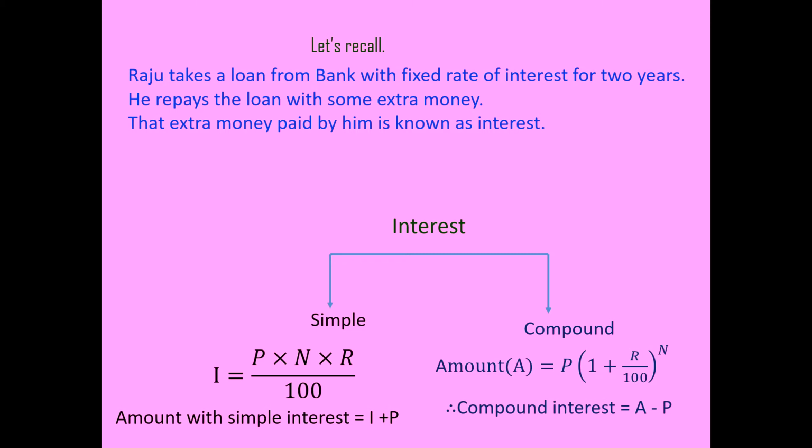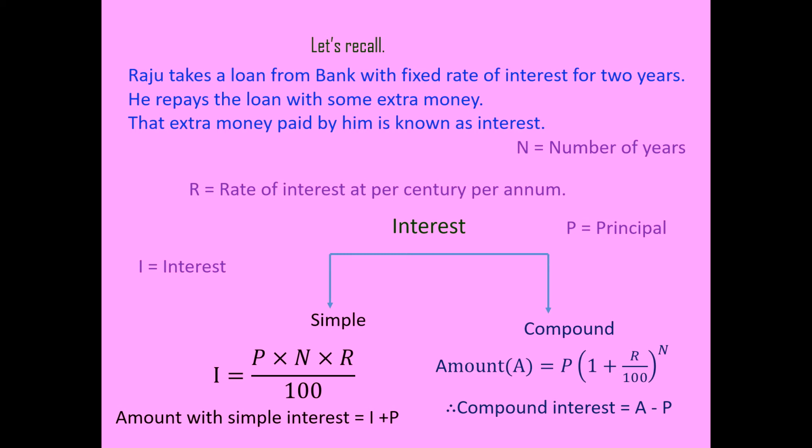If you want, you can replace A by the formula and take P common, and it will give you the same value. You will also find that these two formulas have the same notation: A, I, P, N, R. What do they stand for? It is here. P is the principal, I is the interest, N is the number of years, and R is the rate of interest, percent per annum.